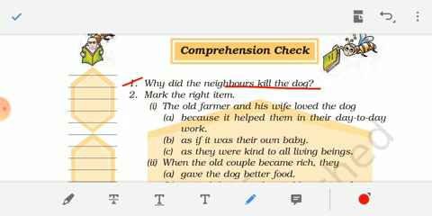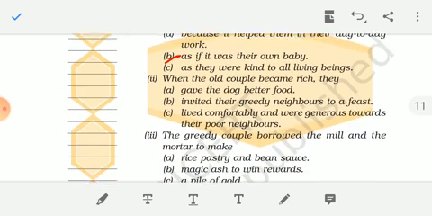Okay. Now let's see question number 2. Mark the right item. Here options are given. The question is, the old farmer and his wife loved the dog. We have to select from these 3 options A, B, C. Okay, so the answer is number B, as if it was their own baby.